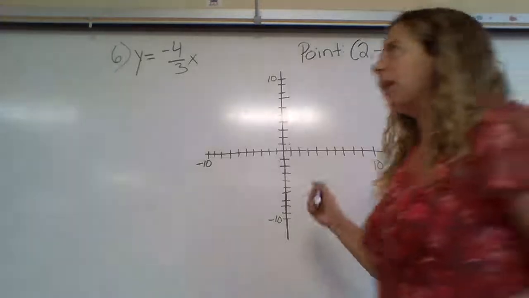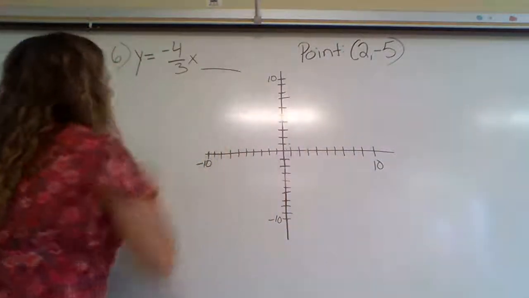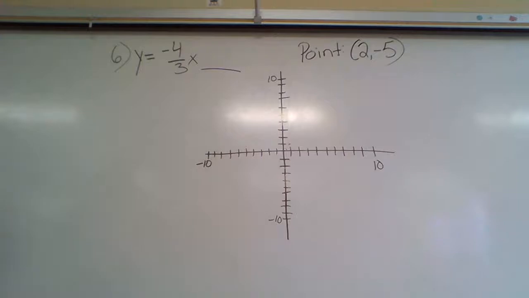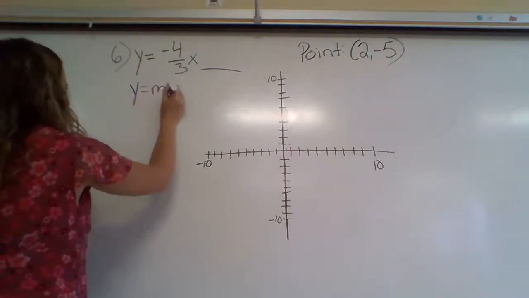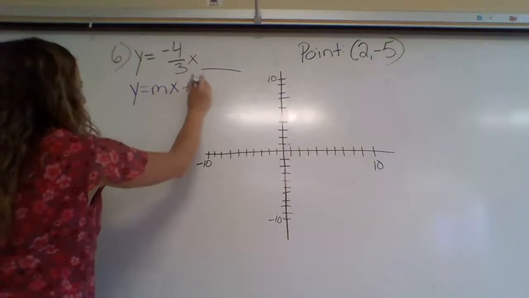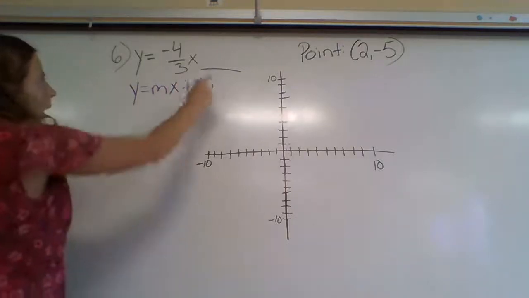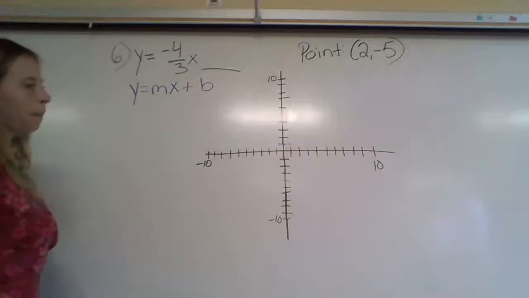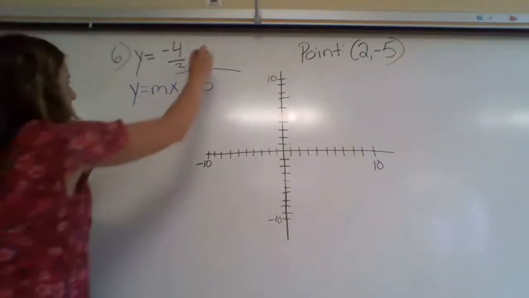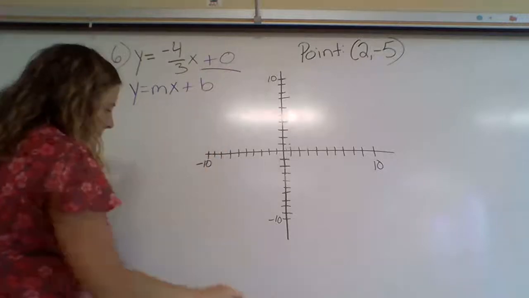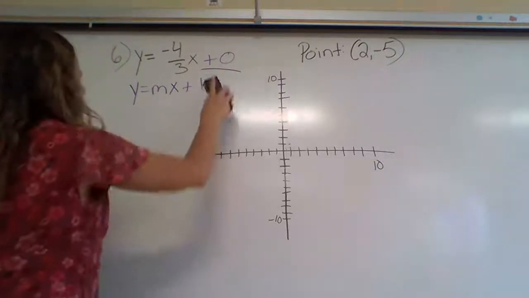But you're like, Miss Bailey, there's no y-intercept there. That's true. Remember, your equation is y equals mx plus b, where m is your slope and b is your y-intercept. They didn't write a y-intercept. That means it's going to be 0. You can fill it in, or if you don't believe me, we can make a table.